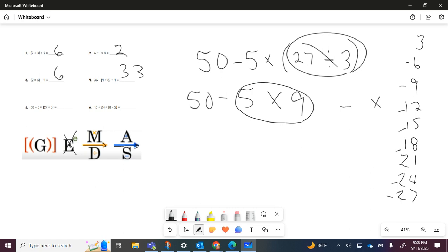So I'm going to look at this part here. 9 times 5, you're just counting by 5. So 5, 10, 15, 20, 25, 30, 35, 40, 45. Subtract that from 50 and you get 5.